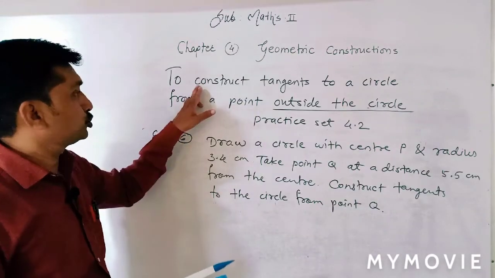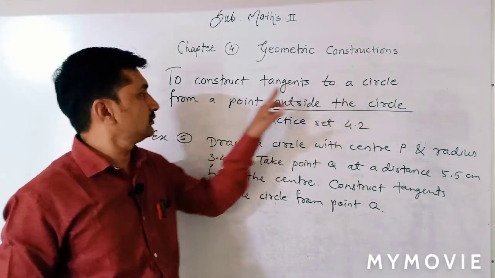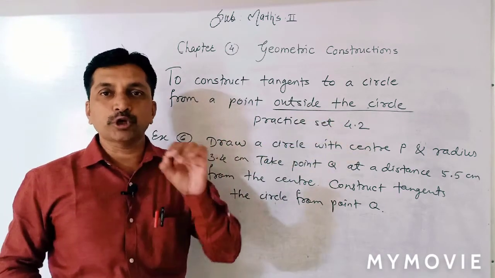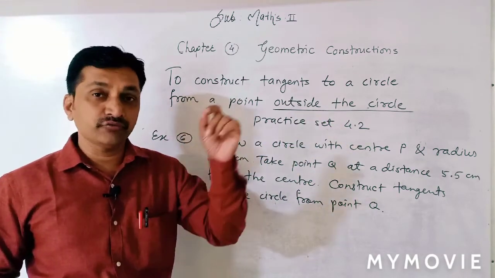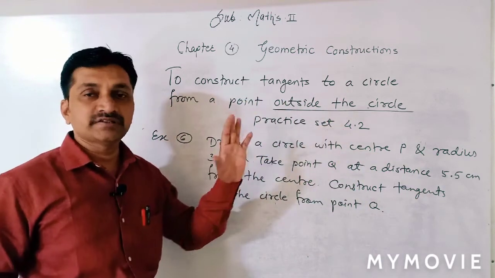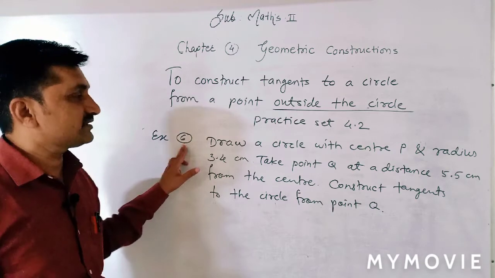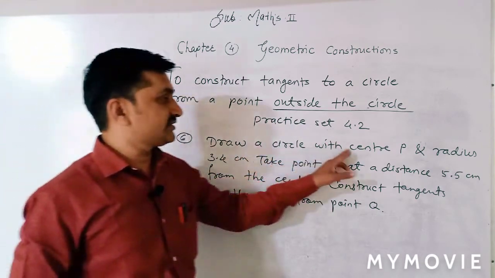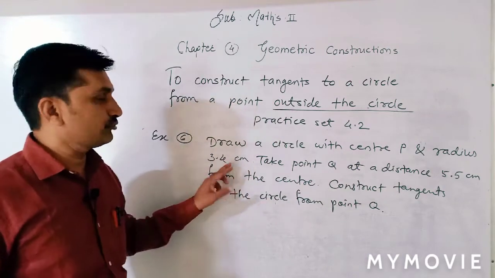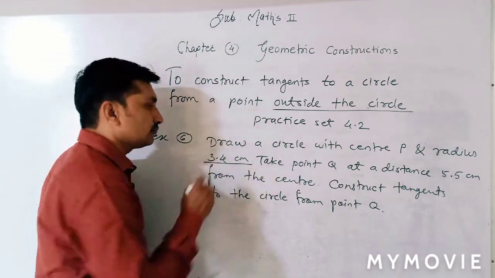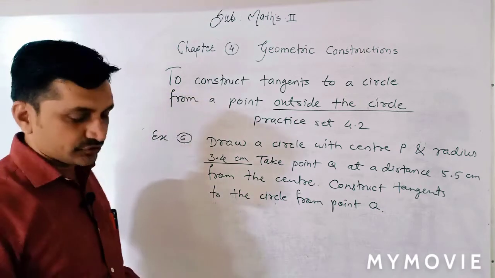Next construction: to construct tangents to the circle from a point outside the circle. Now the point will not lie on the circle. Now the point will lie outside the circle. Let's see how to construct. Example number 6 from practice set 4.2. Draw a circle with center P and radius 3.4. Here first of all we have to draw a circle with radius 3.4 centimeter.